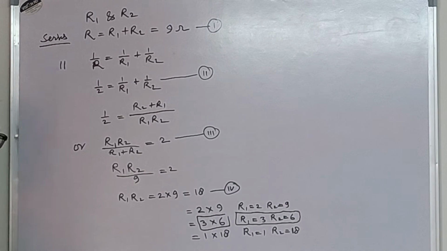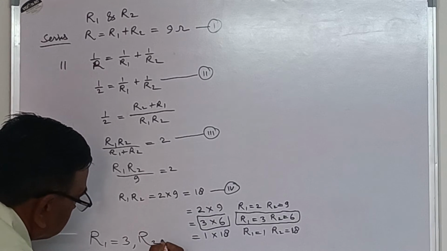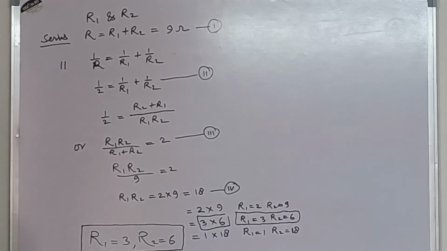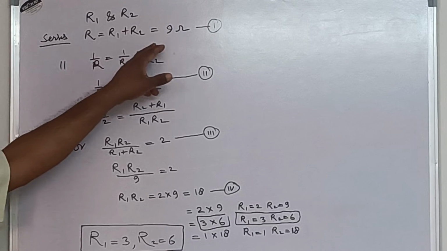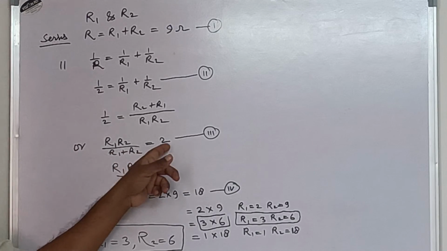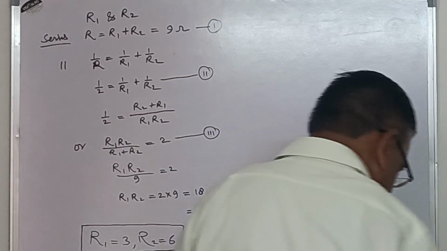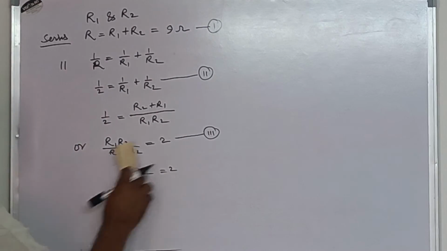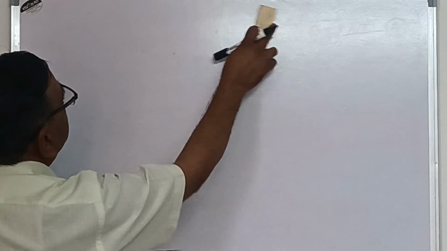So this is your answer. Your answer is R1 is equal to 3 and R2 is equal to 6. Because your answer should satisfy both statements, both combinations. When connected in series, should give 9 ohm. When connected in parallel, should give resultant 2 ohm. Understand? Let us further proceed. Aage badhe agle question ke liye. Dhyan se dekhte jaiye, dhyan se padhte jaiye. It will become easy.